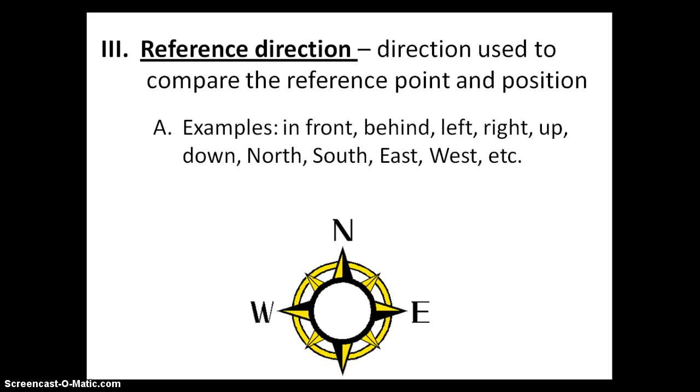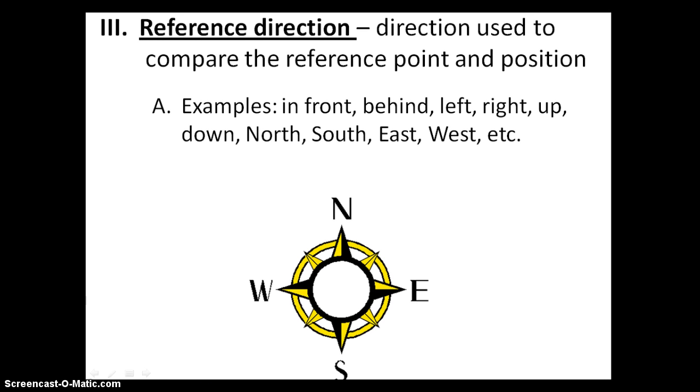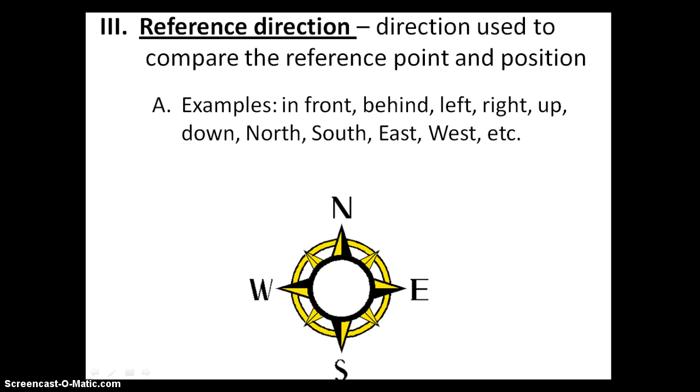A reference direction is a direction used to compare your reference point and position. So when you're comparing where something is, you have to kind of say where it is. You use a preposition. So you might say things like in front of, behind, left, right, up, down, north, south, east, west. If you actually look around the classroom, there are north, south, east, west signs on the 4 walls of the classroom somewhere. Just look very high up near the ceilings and you should see them. That actually shows you which way is north, south, east, and west.